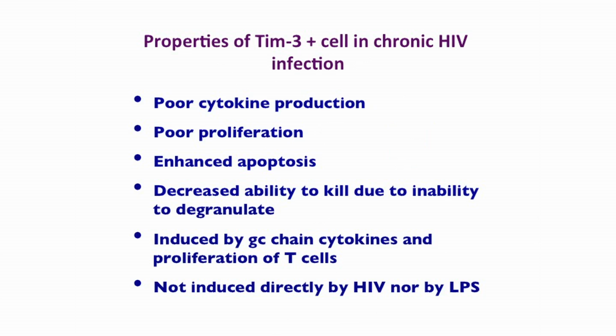So we think that the TIM3 positive cells have the following features. They don't produce cytokine. They don't proliferate well. There's an enhanced tendency to become apoptotic. They have a decreased ability to kill due to an inability to degranulate. These cells express high amounts of granzyme and perforin, but they just can't release them. So they're sort of constipated.